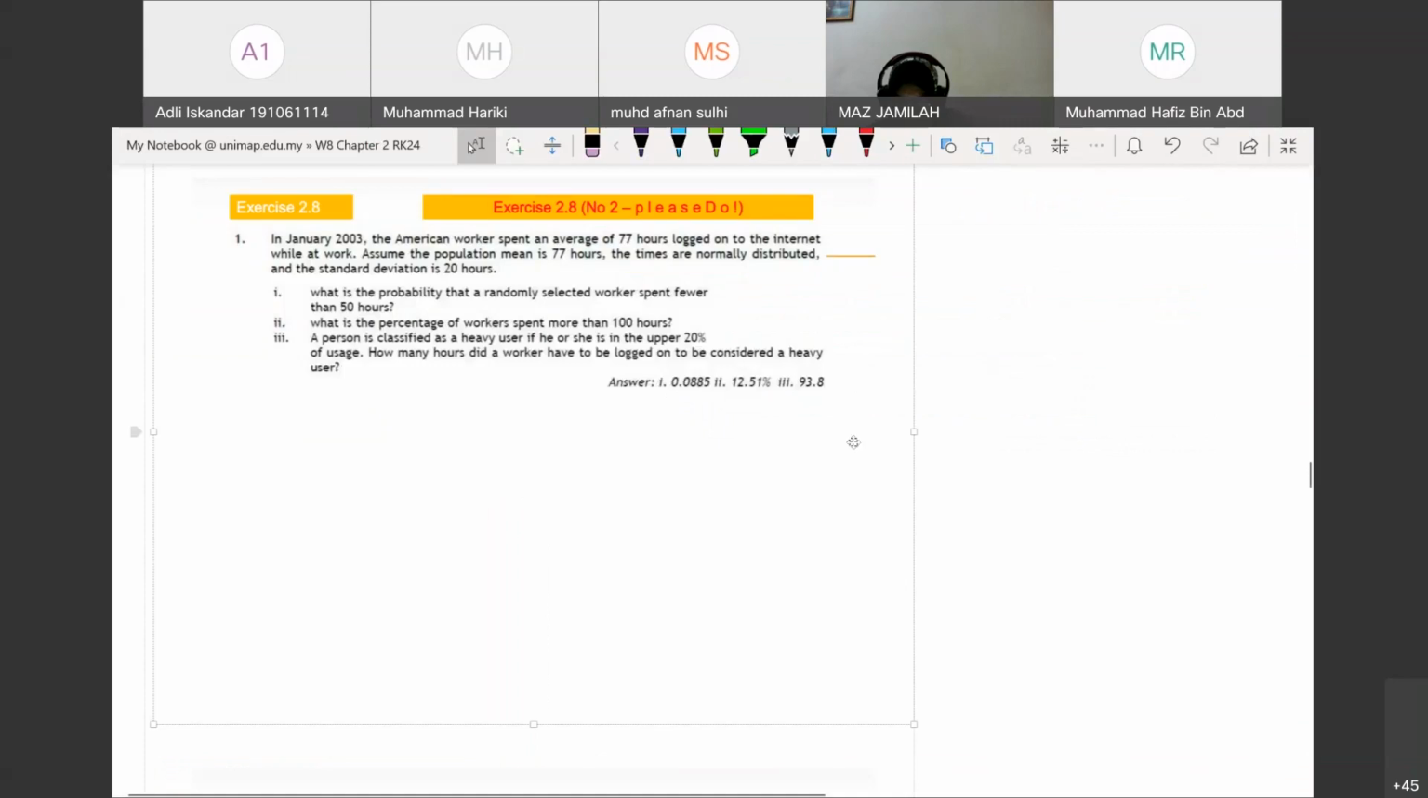January 3. The American workers spend an average of 70 hours logged onto the internet while at work. Assume the population range is 77 hours. The times are normally distributed and the standard deviation is 20 hours. What is the probability that a randomly selected worker spends fewer than 50 hours a day? Let's begin with the location of your X. So what would be your X here?